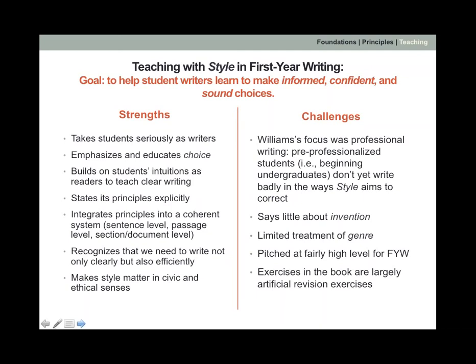Williams gives us great stuff. His approach has many significant benefits. It takes students seriously as writers. It does not look at students as incompetent. It does not look at students as struggling. It looks at students as people, as human beings, with serious ideas who need to communicate them to readers.